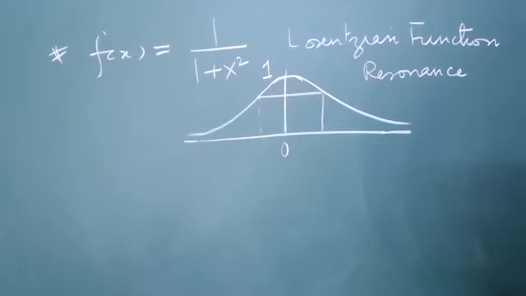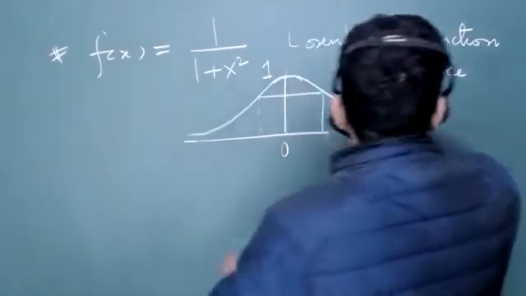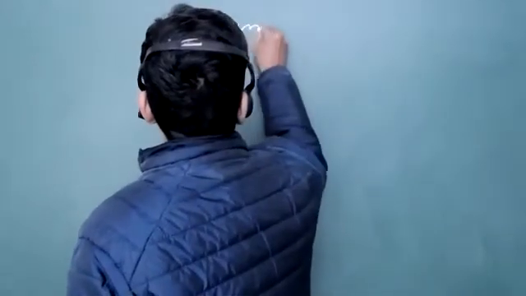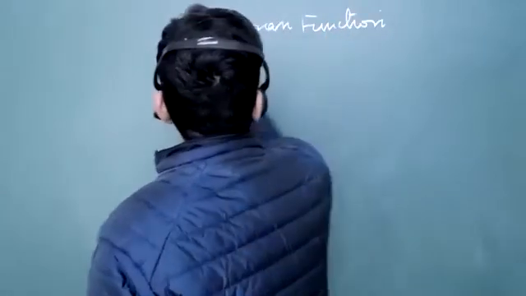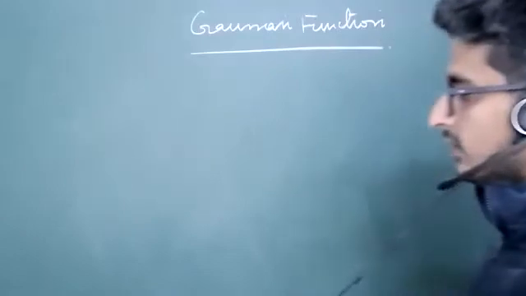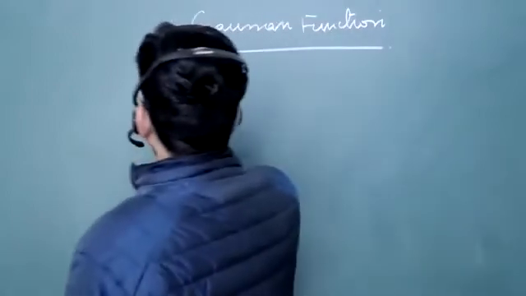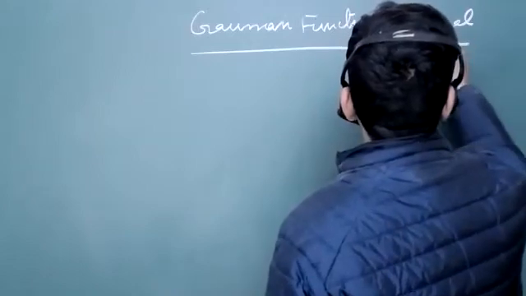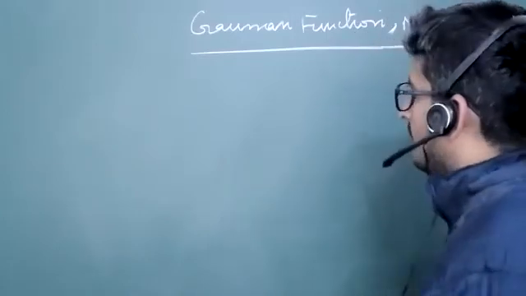So this is Lorentzian function, and then the next one will be Gaussian. Gaussian function, right? Gaussian function हम कहते हैं या फिर इसको normal भी बोलते हैं, okay? Because they represent some distributions, ना? These functions may represent some distribution. So this is called normal also.